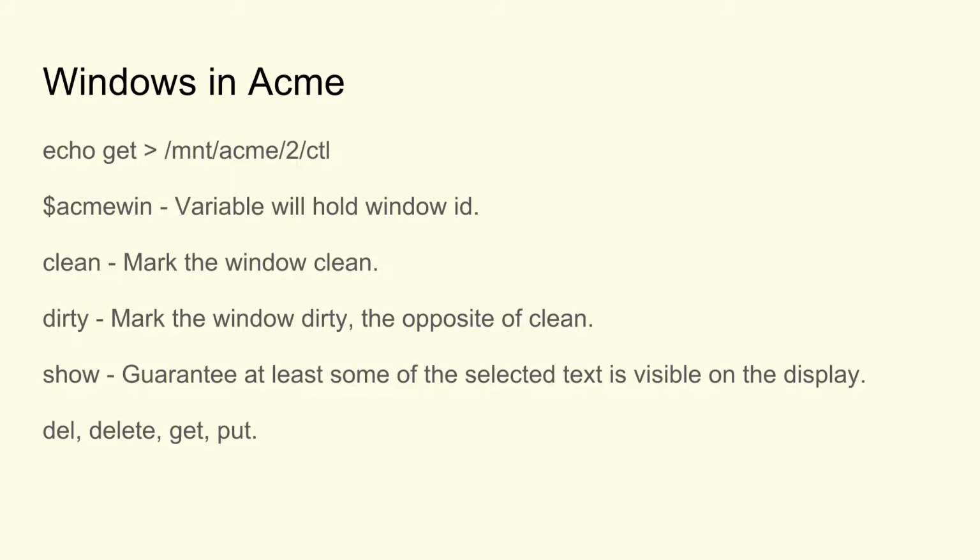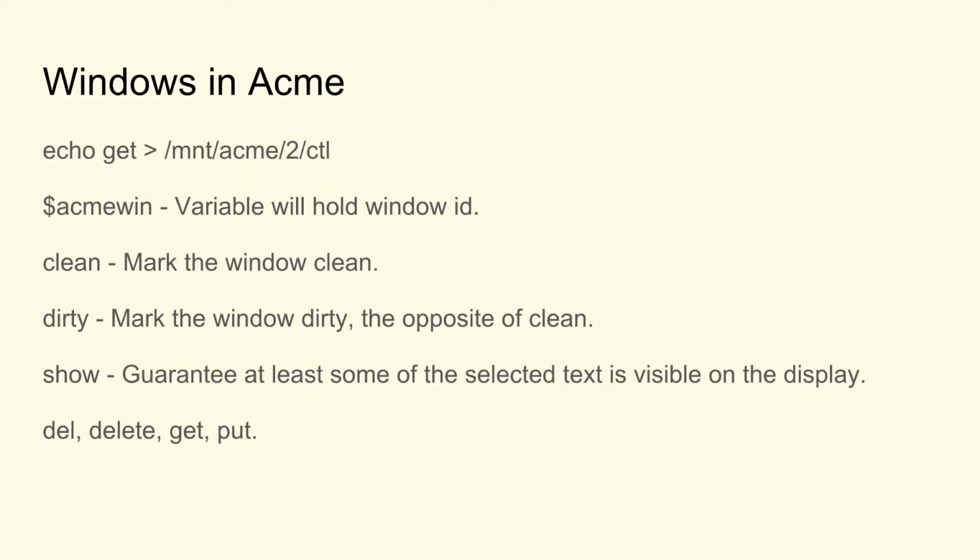If we write clean to the control command, the window will appear as if it was not changed. The dark blue on the left corner will turn into light blue. If we use dirty, then the light blue will be turned into dark blue, indicating something has changed in the file.